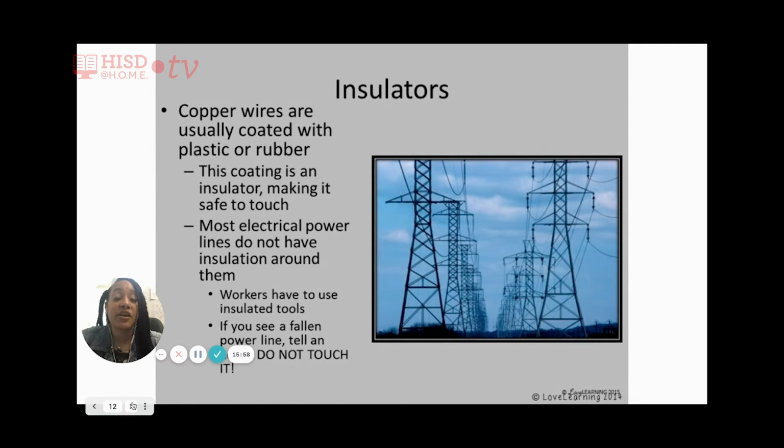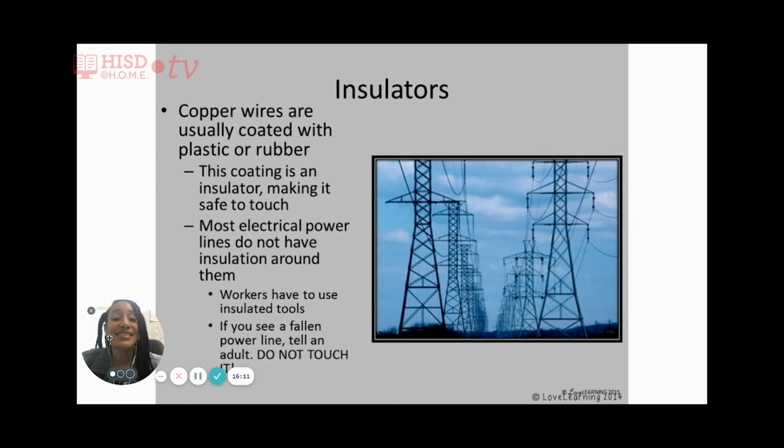And so the insulator is typically plastic or rubber. Most electrical power lines do not have insulation around them, so workers have to use insulation tools. If you see a fallen power line, tell an adult, do not touch it. The reason is because, unlike the wires typically in your home that do have insulators that surround them, power lines do not. They're typically live and they will electrocute you. So you do not want to touch them because they can conduct electricity.